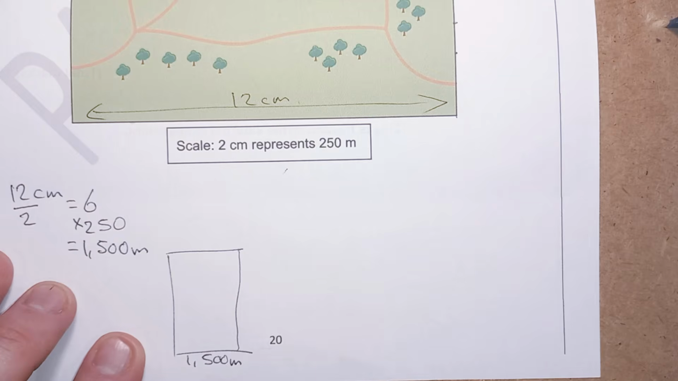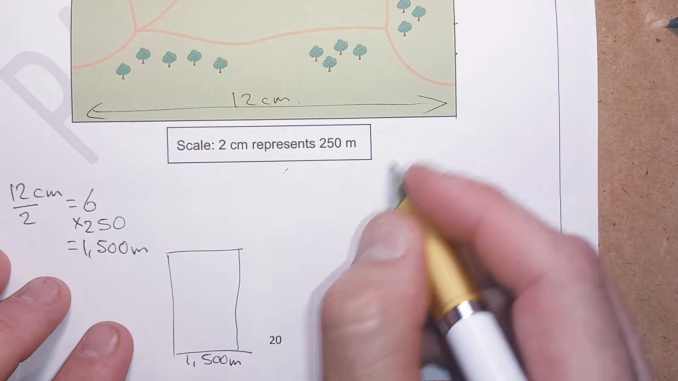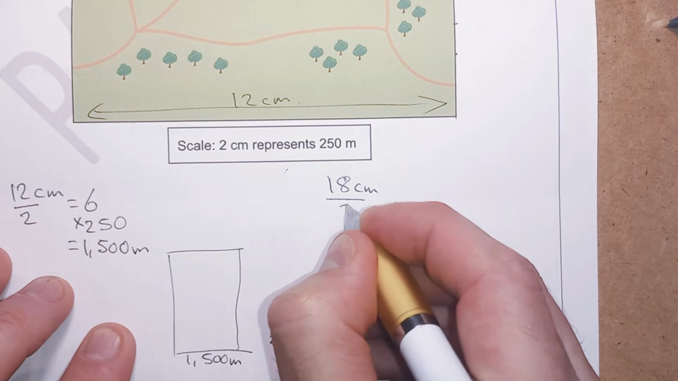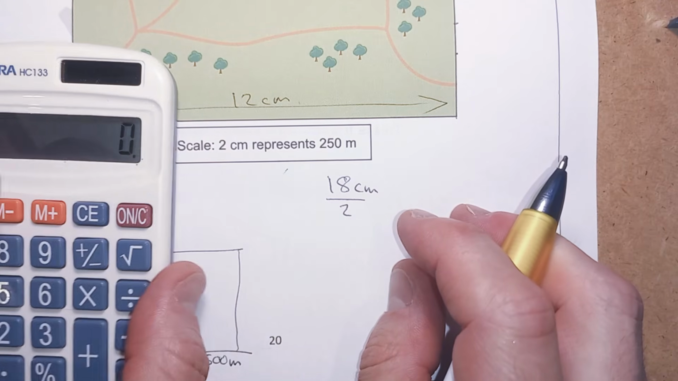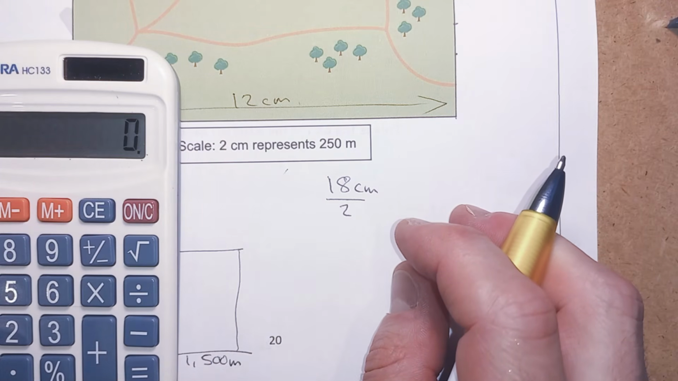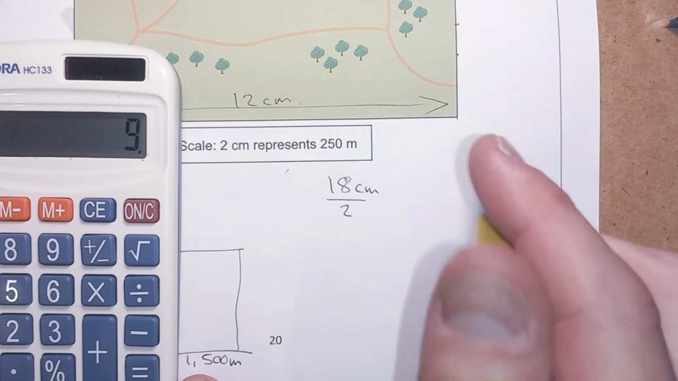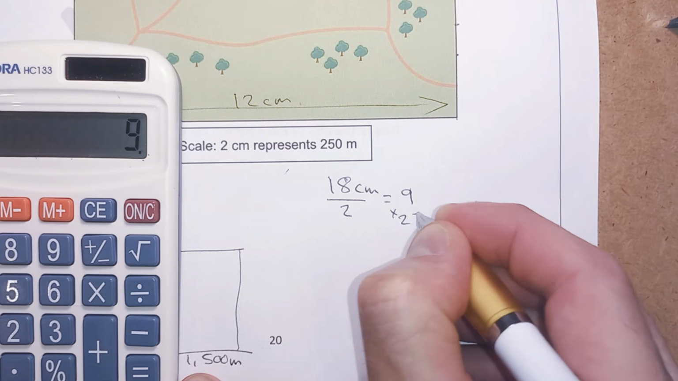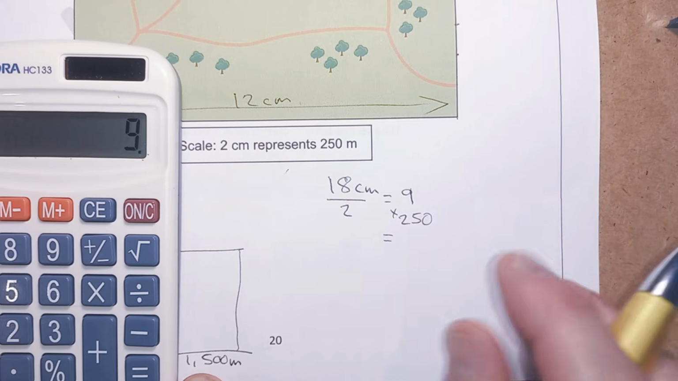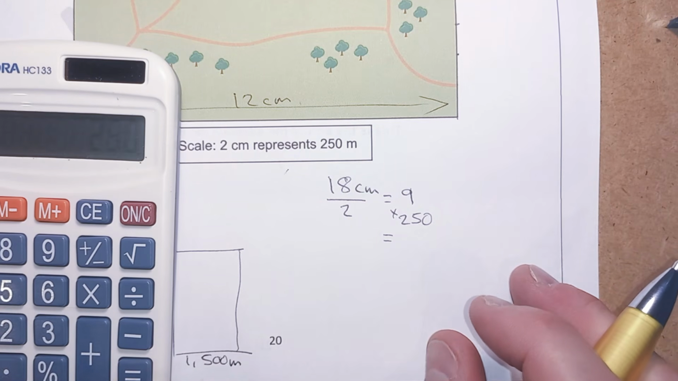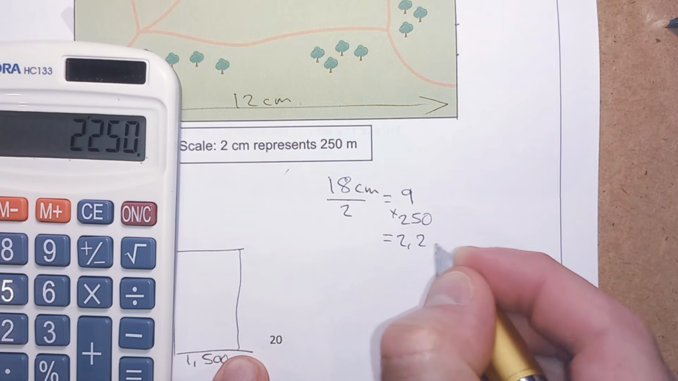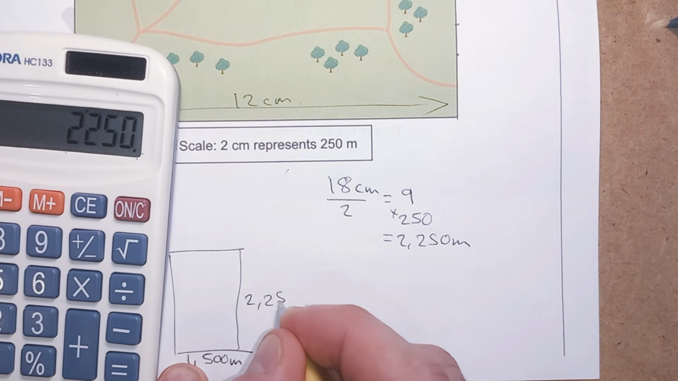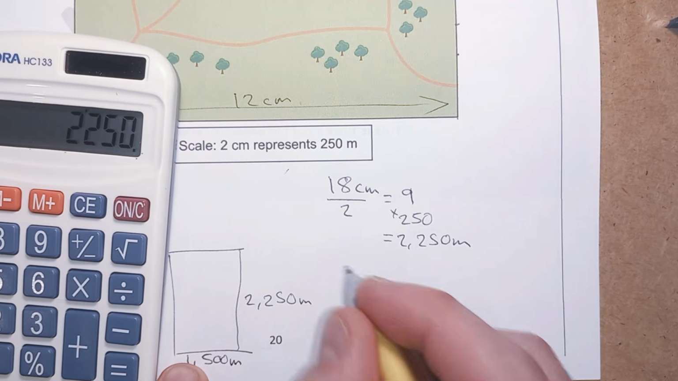So how many have we got going up? Well, we know that we had 18 centimetres, so we get 18 centimetres. Again, we're going to divide that by 2, because we've got 2 centimetres for every 250 metres, which gives us 9. And then we're going to multiply that by 250 to tell us how many metres we've got. So 2,250 metres. That's going to be this measurement here.